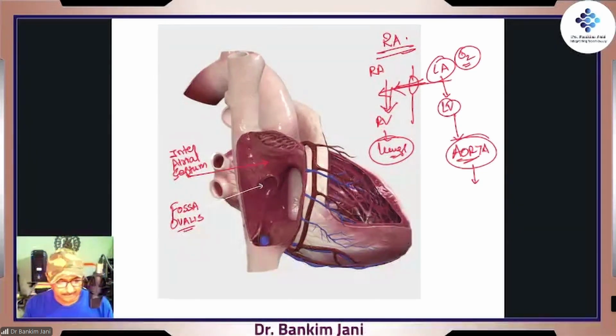So here is the interatrial septum, the fossa ovalis, you know that. Second, what we need to know is this one. Because this one over here is the right ventricle. This is the right ventricle, right? See the beauty of the right ventricle. What powerful muscles, right? See these muscles, see the meshwork of muscles.